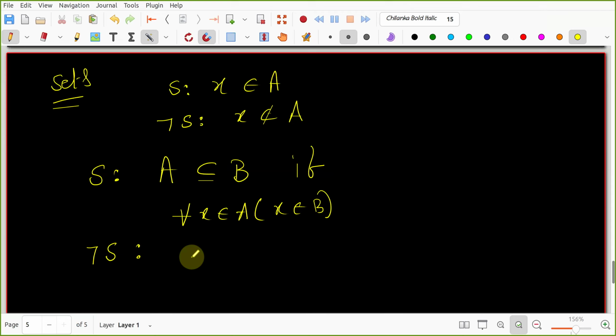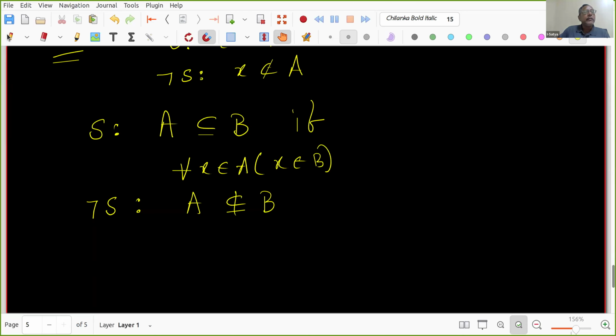Yes, sir. A is not a subset of B. Very good. A is not a subset of B. Okay, can you continue, please? What is the meaning of that? What is the definition of A is not a subset of B? If, what is the meaning of this?